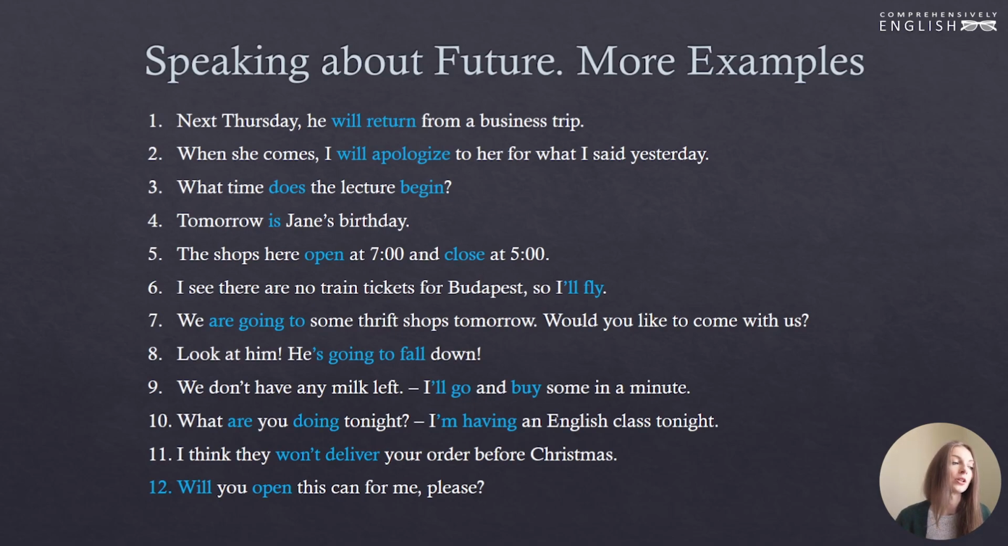What are you doing tonight? What are your plans for tonight? The present continuous or the present progressive is used to speak about something which is pre-planned. I'm having an English class tonight.